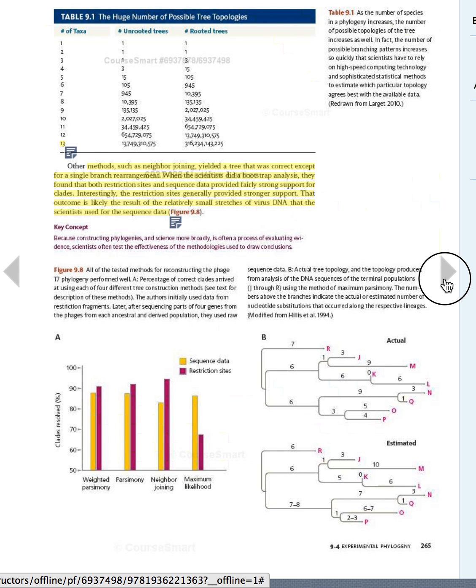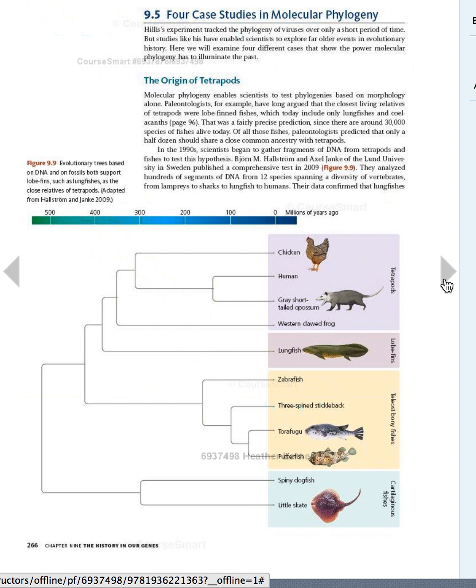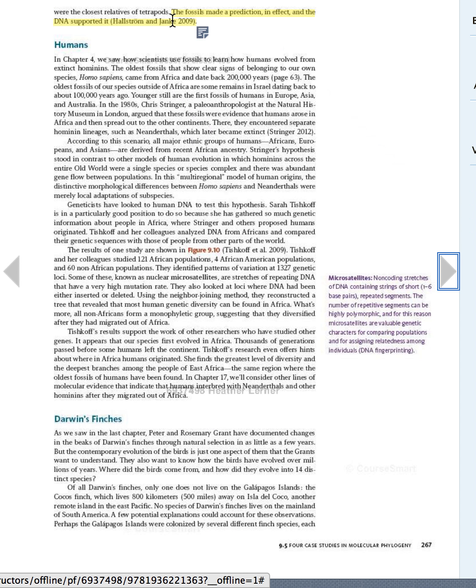So keep moving. 4 cases in molecular phylogenetics. Basically, skim a little bit through these, but know what the take-home points are, right? So origin of tetrapods, and I sort of have the take-home point here. So know what this take-home point means. Fossils make a prediction, and the DNA supported it. So what was the prediction, and how did the fossils support it?